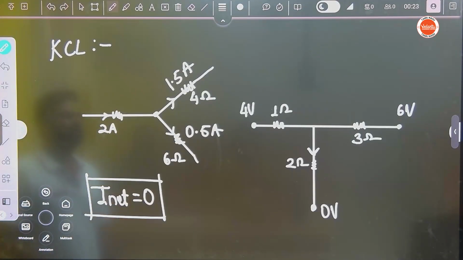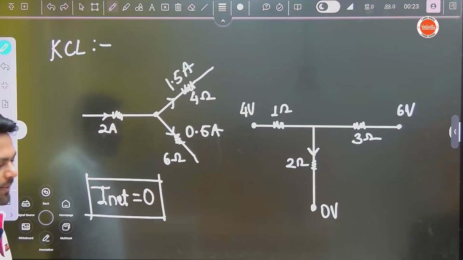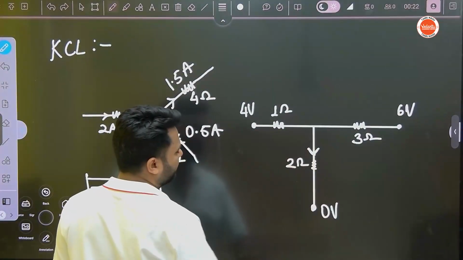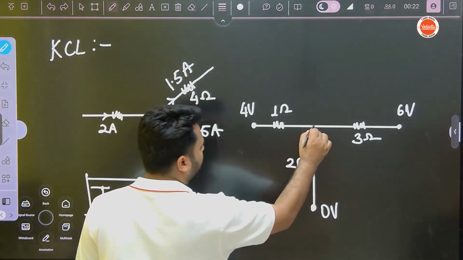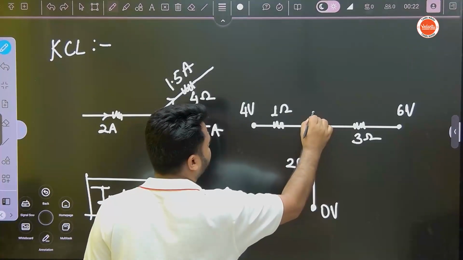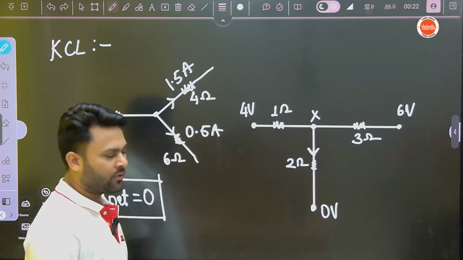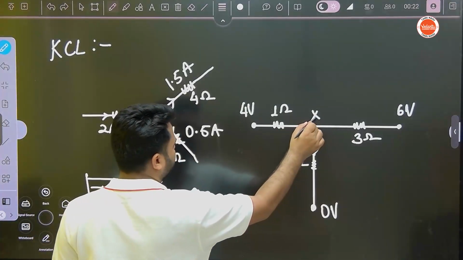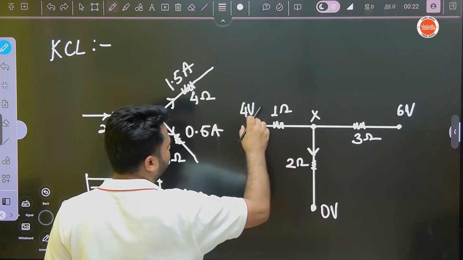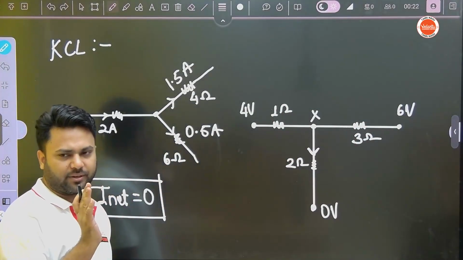Can you solve this question? See, this was the question. What you do, I will mark this voltage X, and I will assume that this voltage is more than the nearing voltage. This is just my assumption.